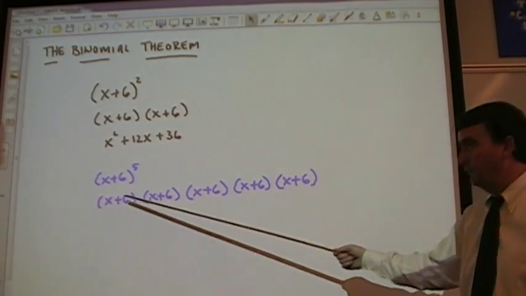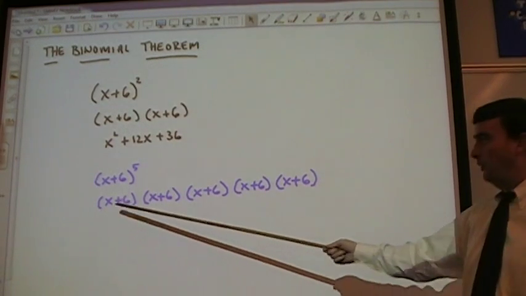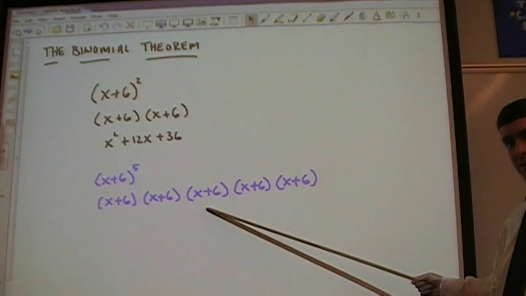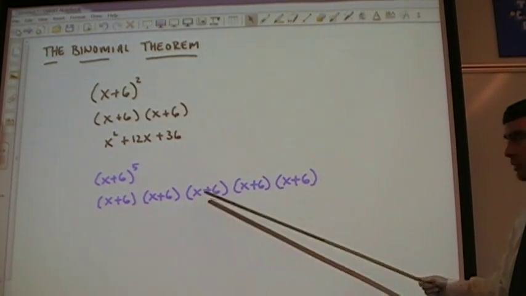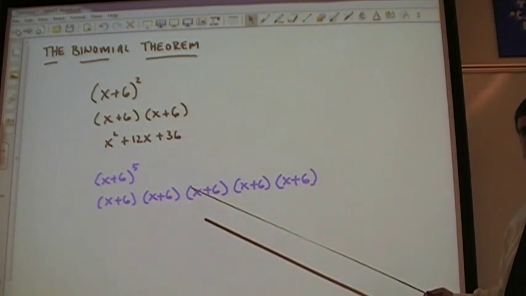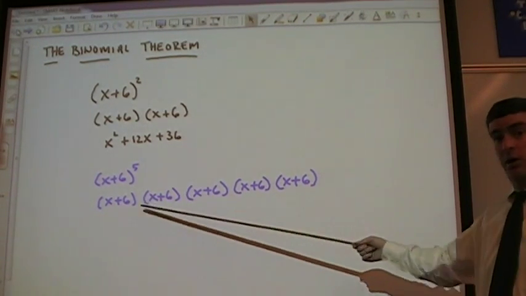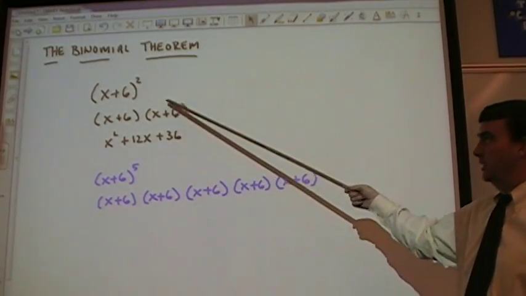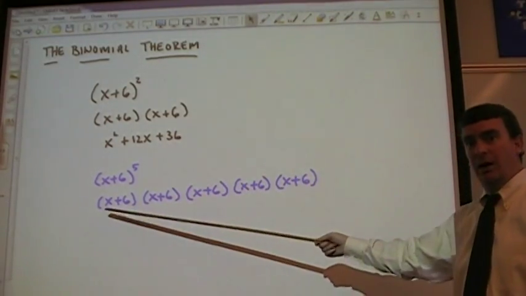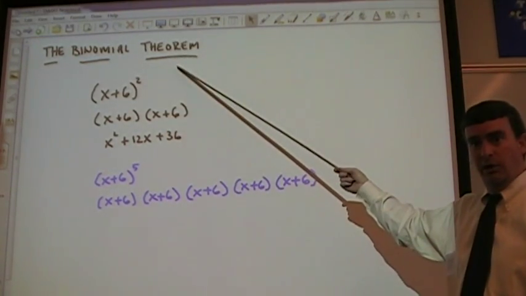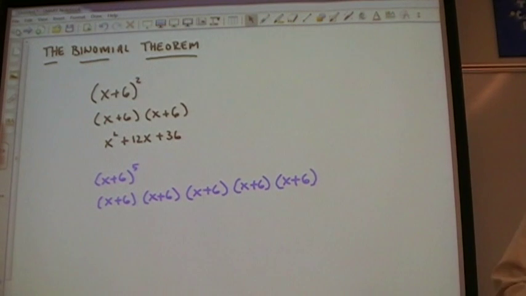You would have to write it out 5 times, FOIL the first two, take that result, multiply it by the third, take that result, multiply it by the fourth, take that result, multiply it by the 5th. You won't have to do this at all, because we're going to learn a different method. If we did it this way, it would take a while. Instead, we can either use the binomial theorem, or what we're going to use is Pascal's triangle. So let me show you Pascal's triangle.